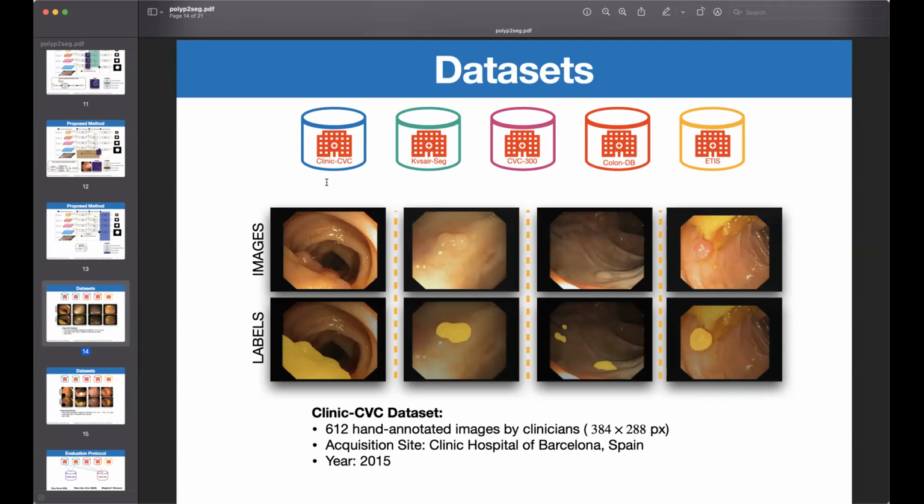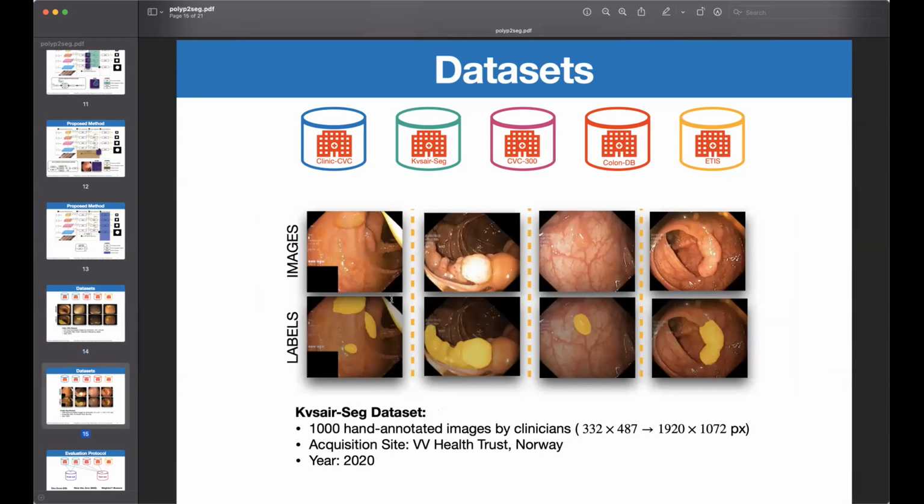The first one is the clinic CVC data set, which has been acquired at the University Hospital in Barcelona, Spain. Here there are about 620 images which were annotated manually by clinicians. The images are of 400 times almost 300 pixels, and this data set was published in the year 2015. Another recent data set was acquired in Norway at the VV Health Trust, and here we have 1,000 images which were manually annotated by clinicians, and see here that the size of these images varies. This data set was published in year 2020.